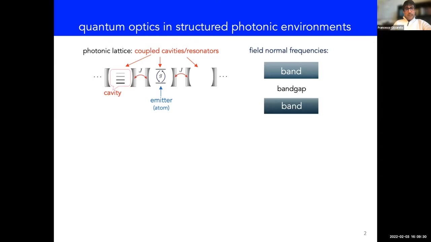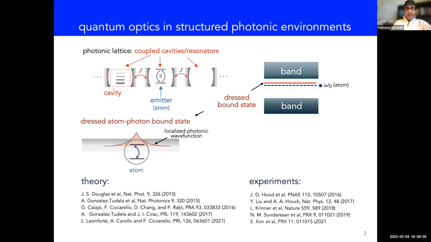Now, given that this is a lattice, even before its coupling to the atoms, the field normal frequencies will be organized generally in bands and generally separated by band gaps. So assume now you make an atom interact with your photonic lattice and say that the atom frequency is set well within the band gap. You see that in general, a dressed bound state, and this is a dressed atom-photon bound state, will arise at a frequency near the original atomic frequency omega zero. And in this state, the atom is dressed by a single photon exponentially localized around it.